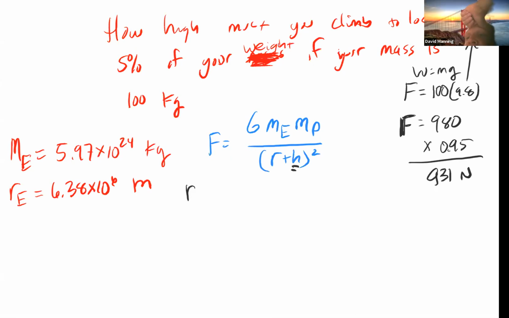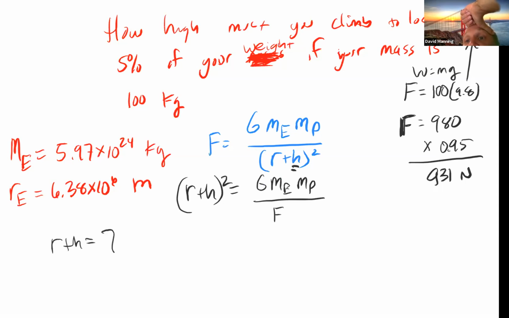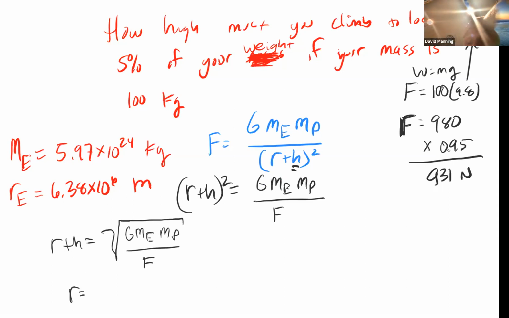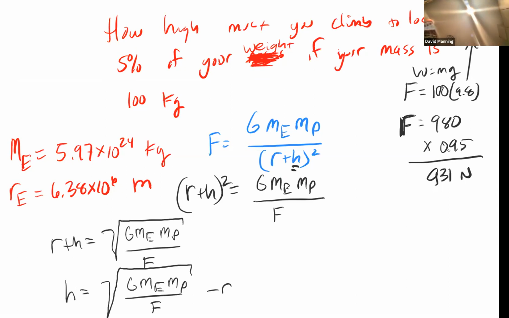So we've got to cross multiply. R plus H squared equals big G, mass of the Earth, mass of the person, over F. We're going to have to square root now. I'm going to move it over here. R plus H equals the square root of G, M_E times M_P over F. Oh, we're looking for H, sorry. H equals the square root of G, mass of the Earth, mass of the person, over the force, minus the radius. That's our fun-filled algebra right there.